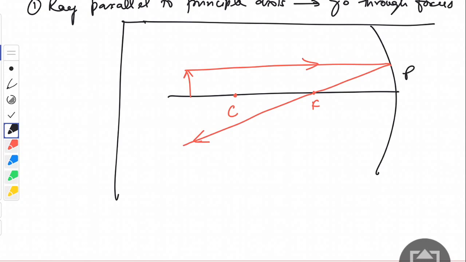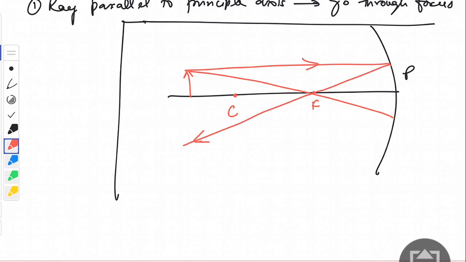Okay. Good. Now next question. I want you to think and tell me. Think very carefully, okay? If a ray goes through the focus like this, I have used a black color. Let me use a red color itself just to be consistent. Okay, if another ray goes through the focus, what will happen? What will this ray do after reflection?